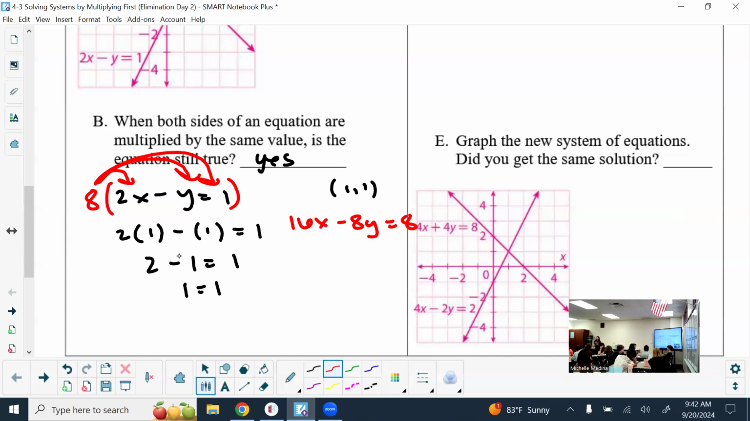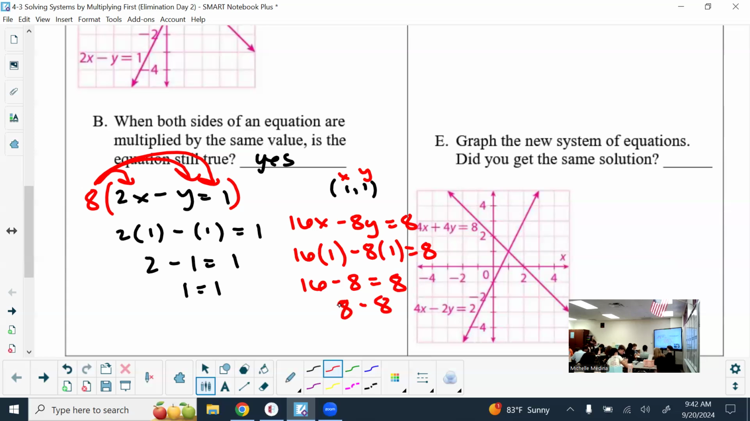So I multiply this entire equation by a random factor. Normally you don't pick a random factor, but right now we're just proving, does it still make it true? So if I were to plug this solution into this equation, it would be 16 times 1 minus 8 times 1 equals 8. Class, what's 8 times 1? 16 minus 8 is 8. So still true, even though I multiplied it by a random factor. As long as you do it to both sides, then it is still true. Questions on that?